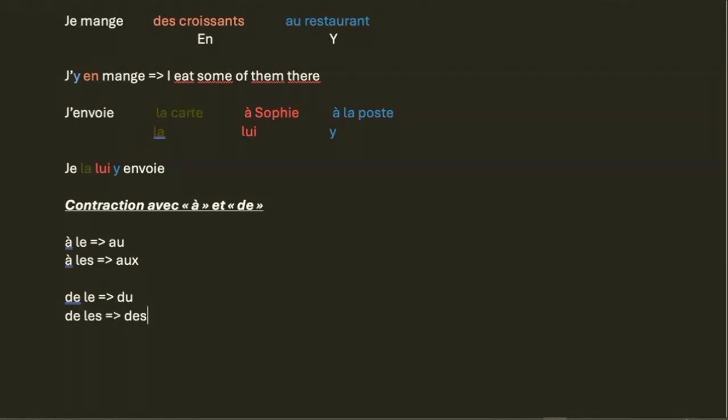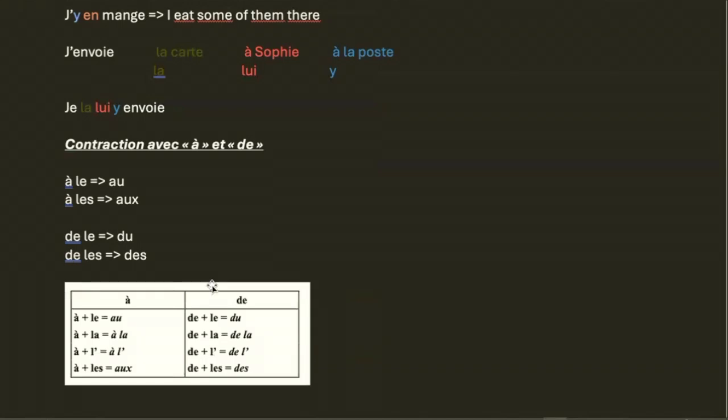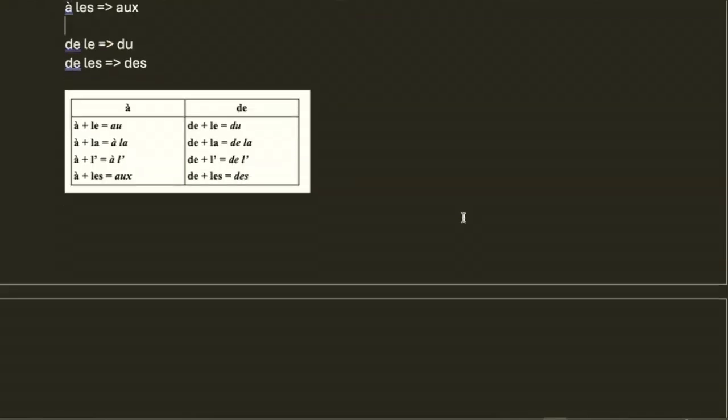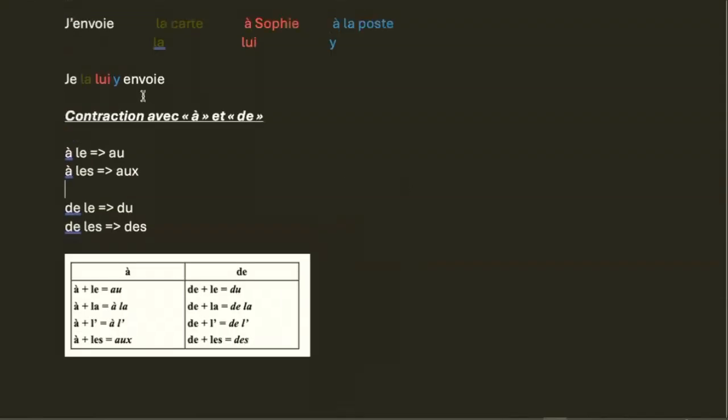Okay? And that's pretty much it. The other ones are not going to change. So I'm going to do a screenshot of that. This way we have all of them, but those are the ones that are going to change, okay? I would love to put that here. It doesn't matter if it's on one page. So, contraction avec à et de. Remember, à le, b comme au. À les, b comme aux.